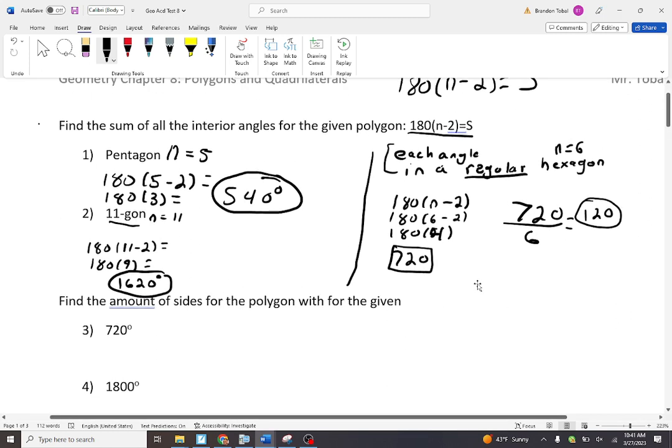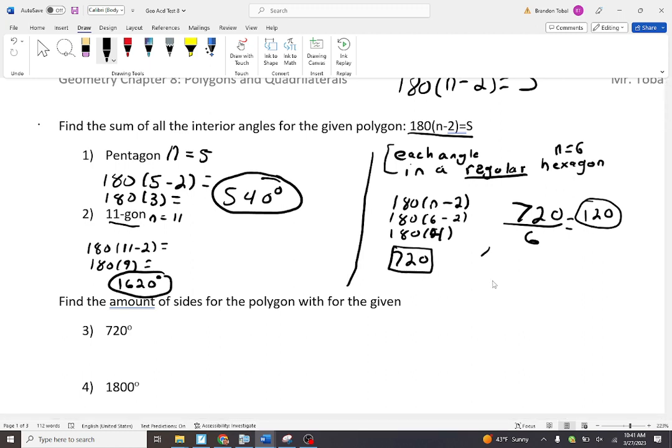Why do you divide? To define each individual angle. You have 6 angles in your hexagon. You'll get what's written here, which is 180 times n minus 2 equals the sum. So there are 6 angles in a hexagon, and in total I know it is 720. So I give each one an equal amount. How do I figure out what's the equal amount? Just divide it by how many you have. So it's 720 divided by 6. Each one gets 120.